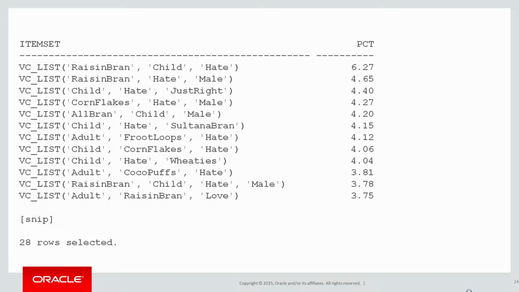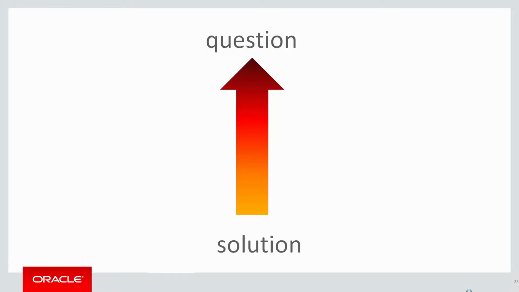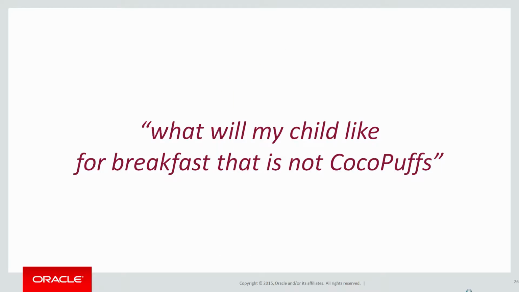So in this case, when we ran this, we get the following nested table type back rows. We can see that Raisin Bran Child Hate was active in 6.27% of all the samples, and so on down the table. How does this get us back to solutions reflecting the question? Well, let's have a look at this requirement. What will my child like for breakfast that is not Cocoa Puffs? That's a simple question. Let's use frequent item sets to work it out.